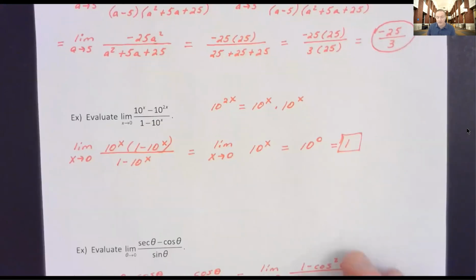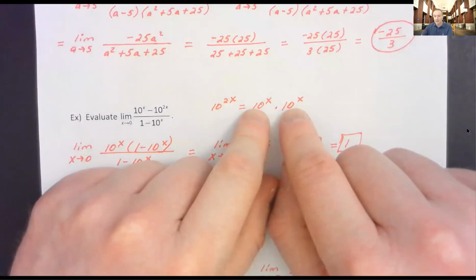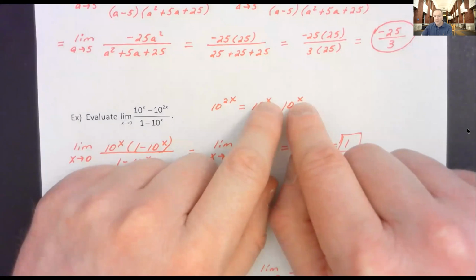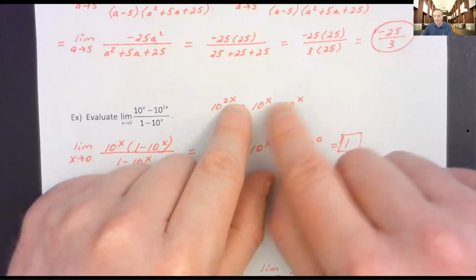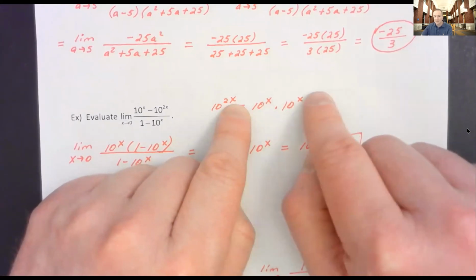What if you have exponential functions inside of a limit? All I need you to remember with exponential functions is, please remember anytime you multiply the common base, you add their exponents. So 10 to the 2x is nothing more than 10 to the x times 10 to the x.